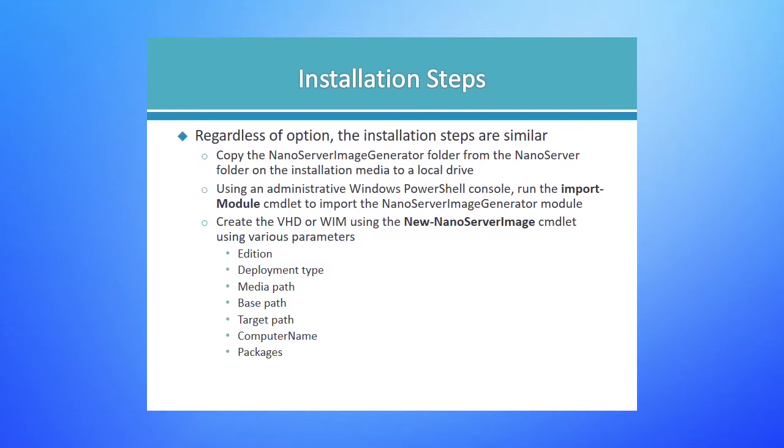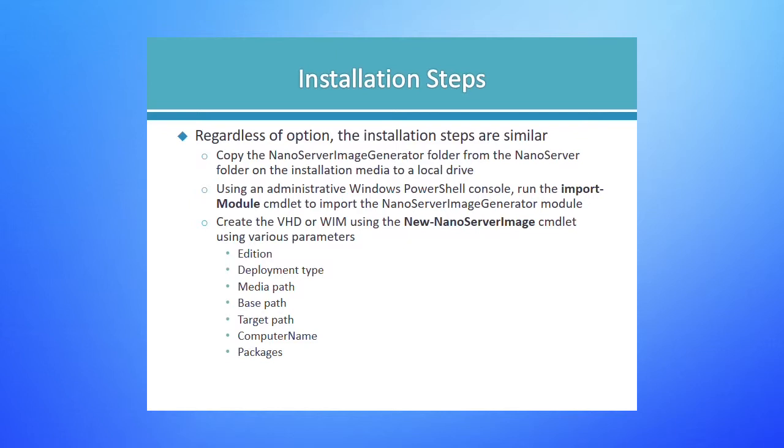So right-click PowerShell, open it up as an admin, and use the Import-Module cmdlet in order to import the module that contains these various commands, and it is simply called the NanoServer image generator module. All right. Third step, create the VHD or WIM. That'll be using the New-NanoServerImage cmdlet, and that cmdlet is going to support a number of different parameters.